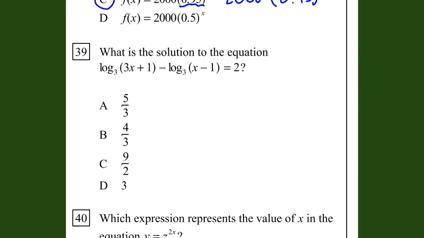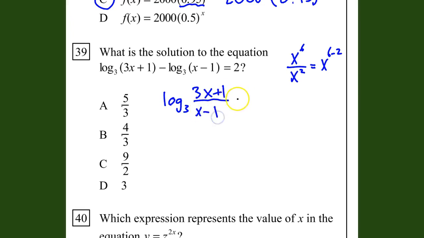go do a little bit more logarithms here. So very similar to before, when you were dividing, you probably learned to subtract those exponents. So since we're subtracting two logarithms, which are like two exponents, that's the same as dividing here. So this is going to be log base 3 of the first divided by the second equals 2. You can raise both sides to the third power, cancel out the log. So we have 3x plus 1 over x minus 1 equals 3 to the second, which is 9.